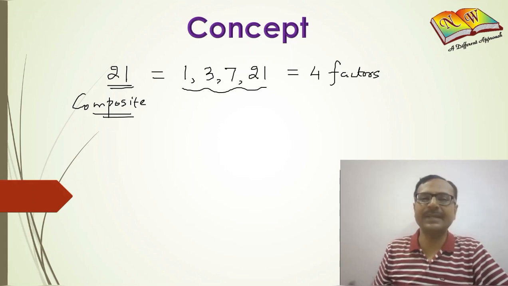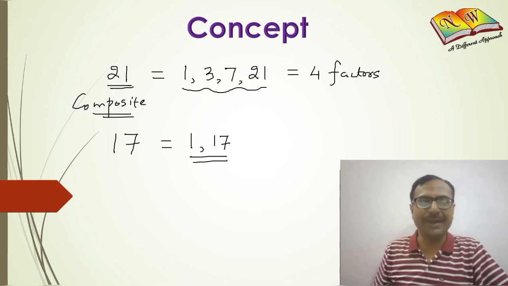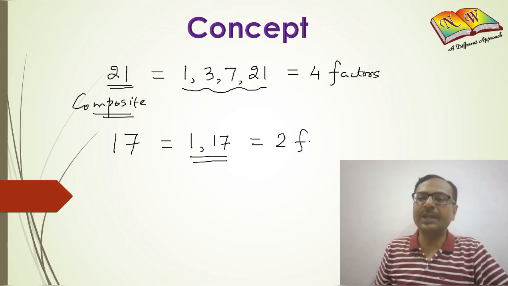Now consider another number like 17. 17 only goes into 1 and 17 itself. There is no other number which divides 17. And since it has only 2 factors, this number 17 is known as a prime number.